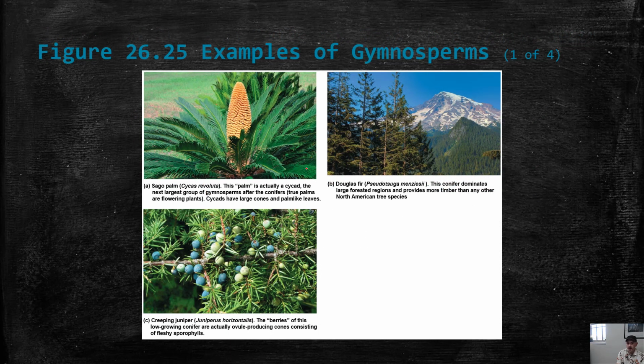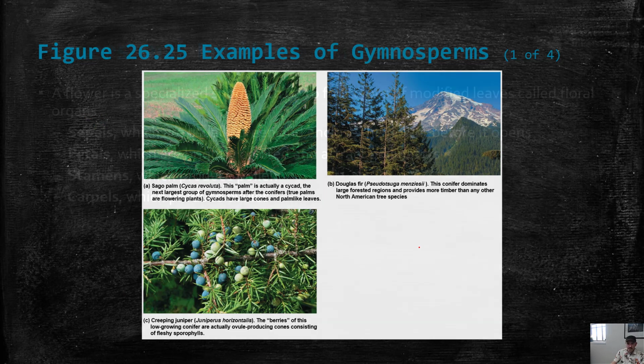So gymnosperms are a pretty diverse group. They're a very abundant group. The most abundant group of gymnosperms are the conifers. Other plants that are in this group are cycads, which we see here, and ginkgo biloba. We have some of those on campus. Those are gymnosperms. They evolved before flowering plants, and they have ovules usually in cones, even little fleshy cones that look like berries like we see in juniper. But they have cones, and they don't have fruits.